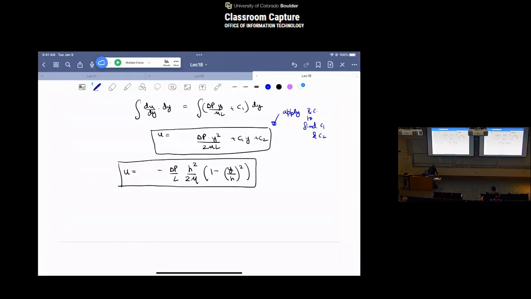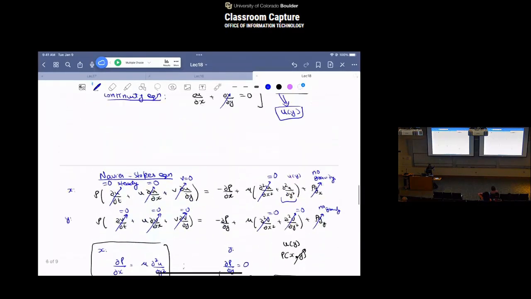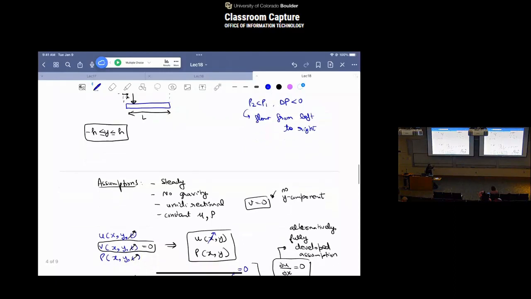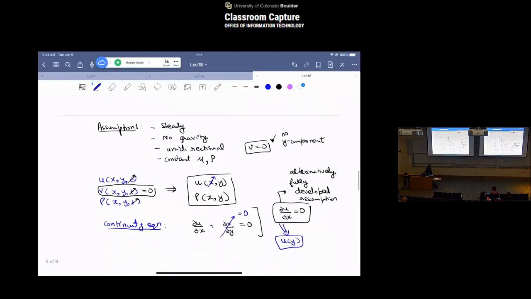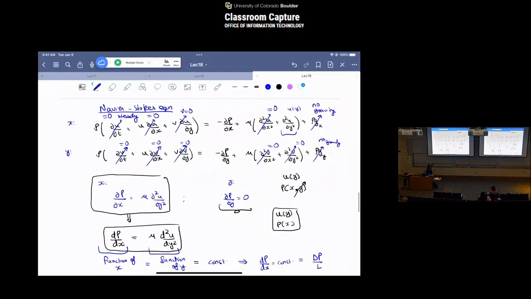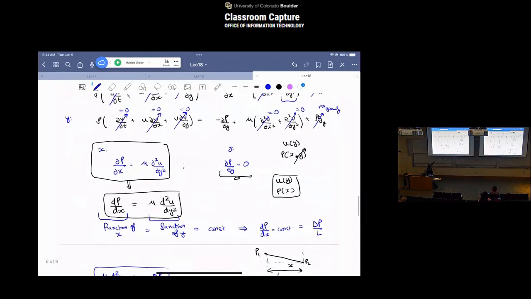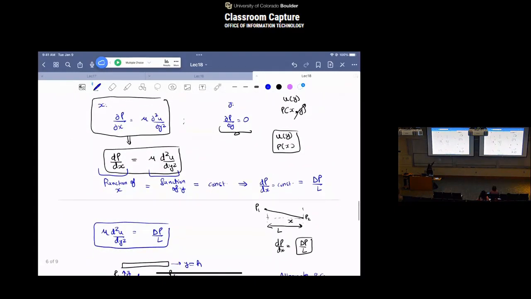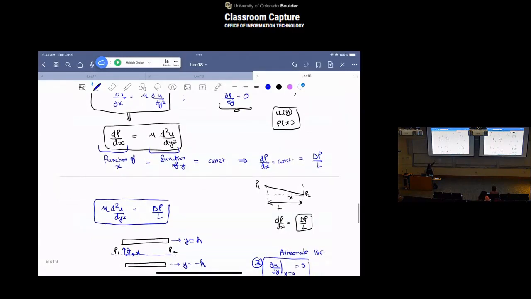Okay, so let's quickly review. What we did was we first made the assumptions of steady, no gravity, unidirectional, constant mu and rho. Continuity tells us u is a function of y. Navier-Stokes equation gives us two equations: del p by del x is equal to mu del square u by del y square, and del p by del y equal to 0, which means p is a function of x. So I essentially am left with u a function of y, p a function of x, and if I want this equation to hold, then dp by dx is constant, or the pressure profile is linear, or I get mu d square u by dy square is equal to delta p by L.